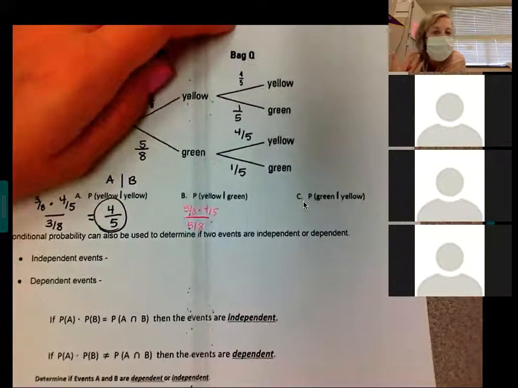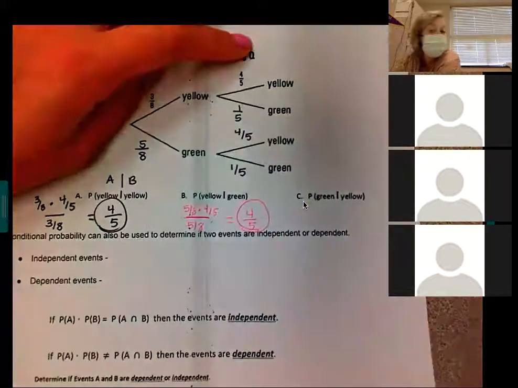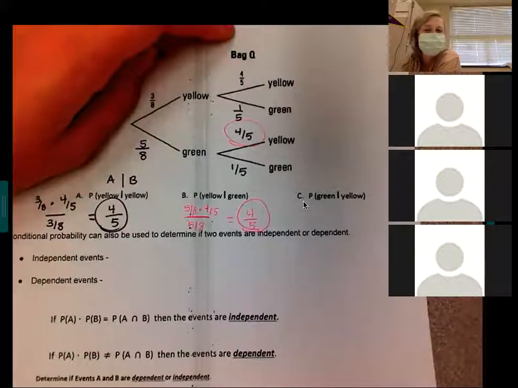What happens with the 5/8s? They cancel, and the answer is just 4/5, which is what was right there on the second branch. You can always do that. Didn't we say it's always going to do that, right? All right, let's try one more.